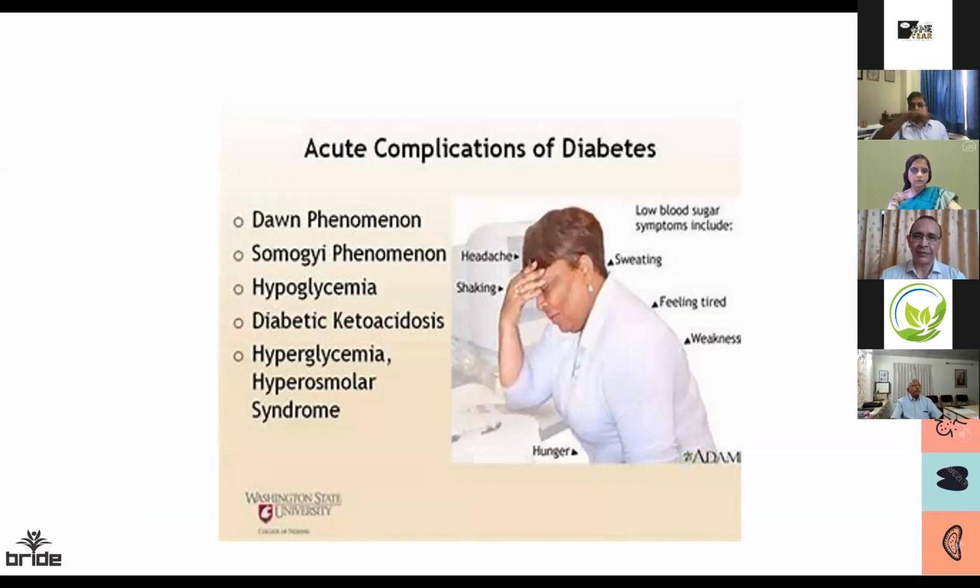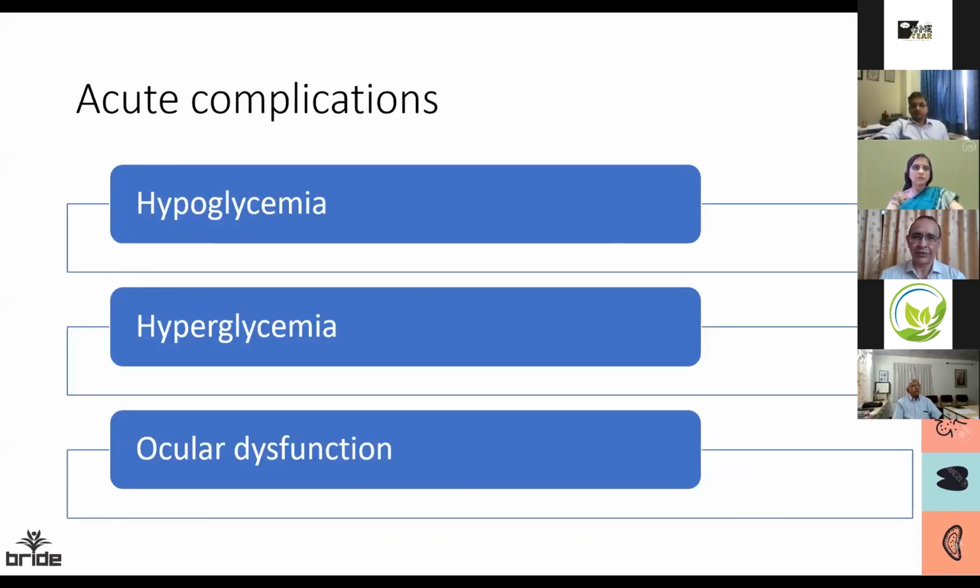So this is how we classify acute complications, which will include various syndromes of hypo and hyperglycemia. But when you look at the definition of diabetes and when you look at the cardinal symptoms, you will find that many of our books write blurring of vision. So that is actually a cardinal symptom of diabetes. So ocular dysfunction actually does become an acute complication for us. It is an acute complication of diabetes.